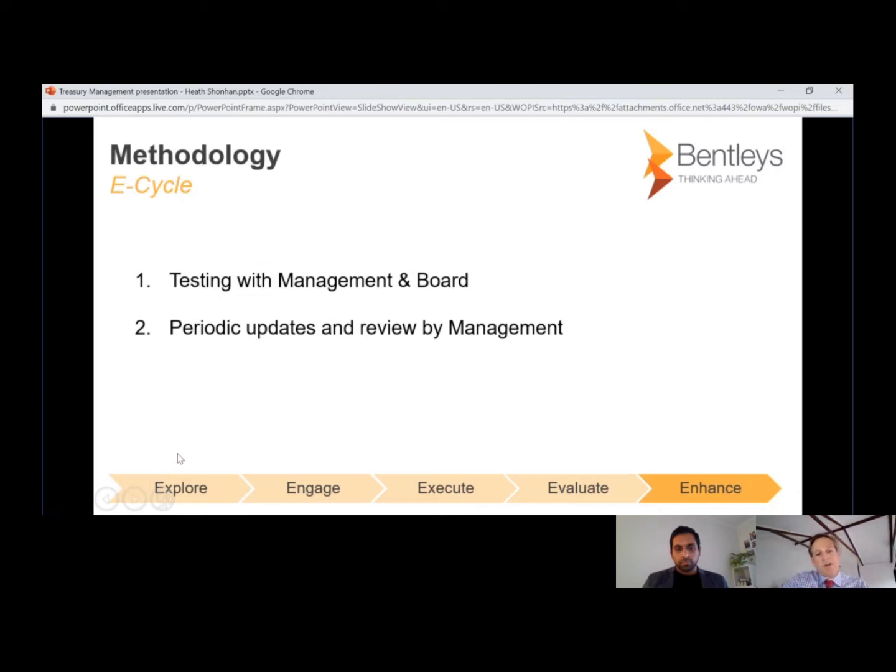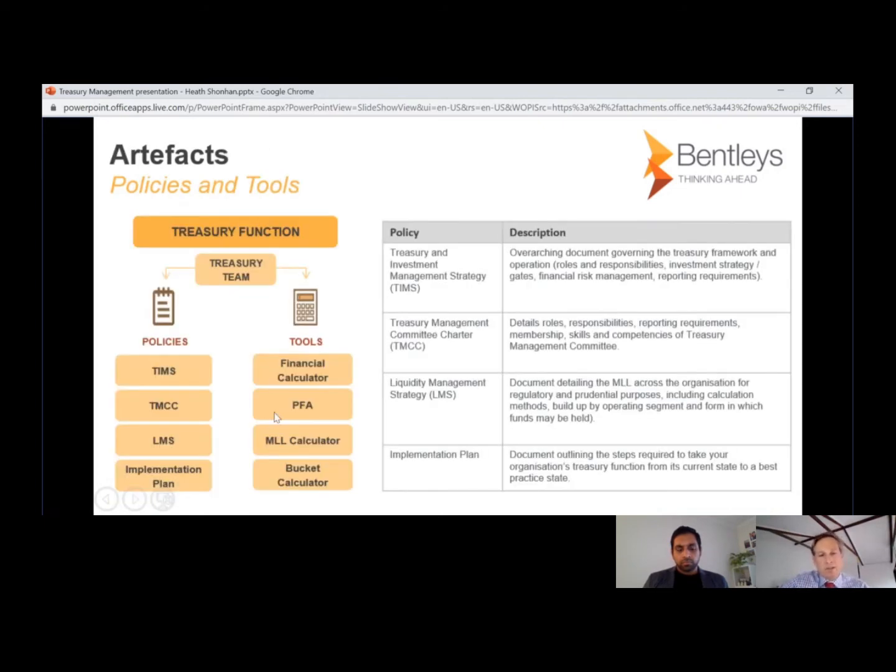Before, testing with management and then updating on a regular basis. And that completes the methodology. So as I said, that's the how-to. What you end up with afterwards as a result of going through that journey is the toolkit that we're sharing with you here. And really the toolkit for a comprehensive and forward-thinking treasury management function within any aged care provider has a suite of policies and has a suite of tools.